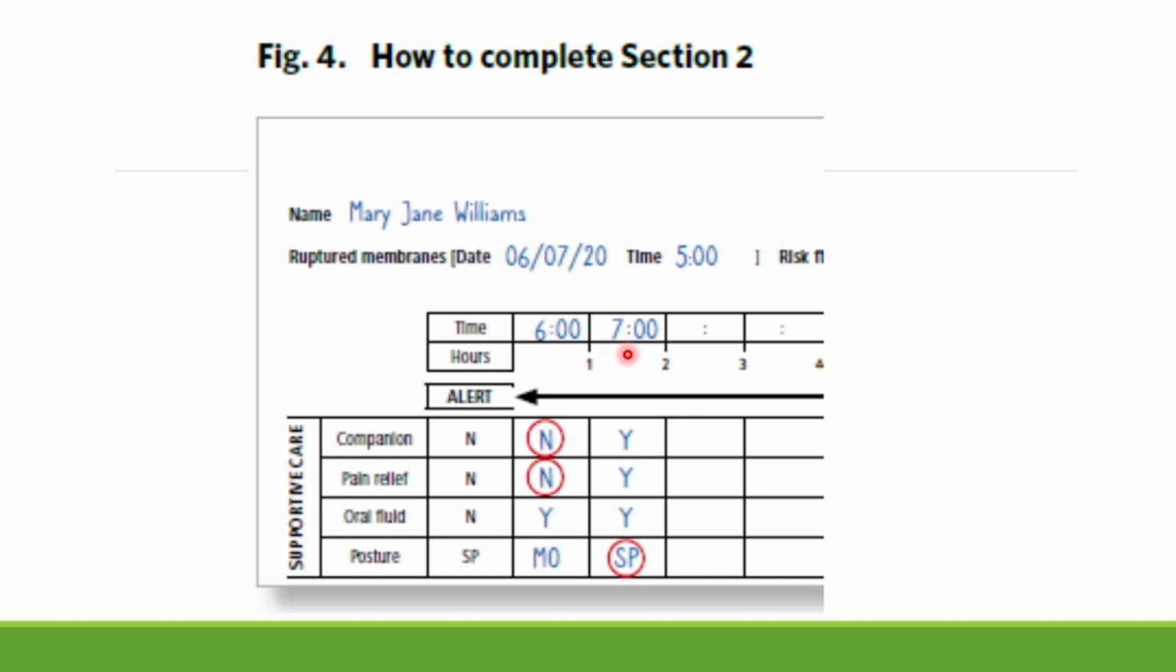Later, after another 1 hour, companionship, yes, okay. Pain relief, yes, okay. Oral fluid, yes. So all these are normal and expected observations. But the position now is supine, so we should encircle with red and advise her to change her position.